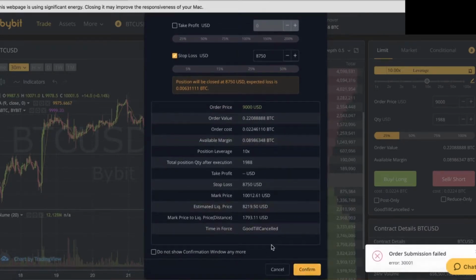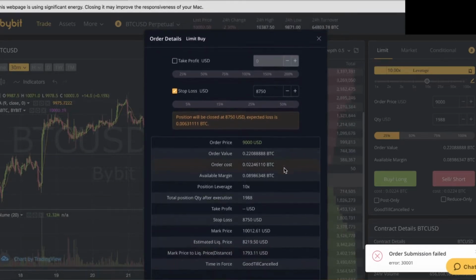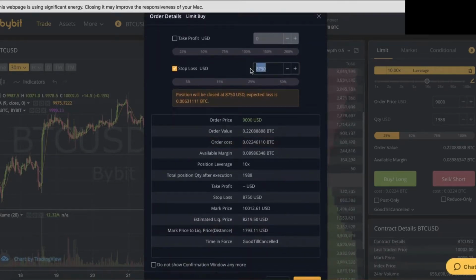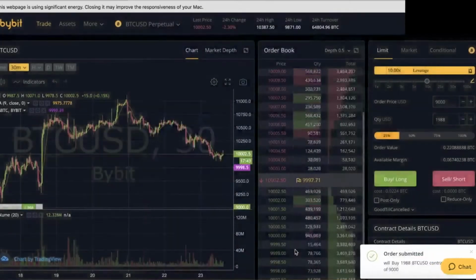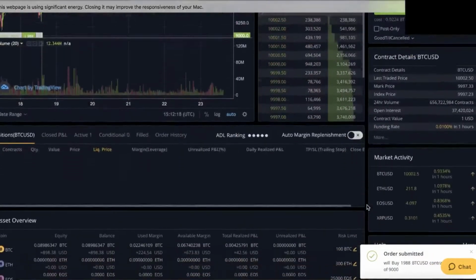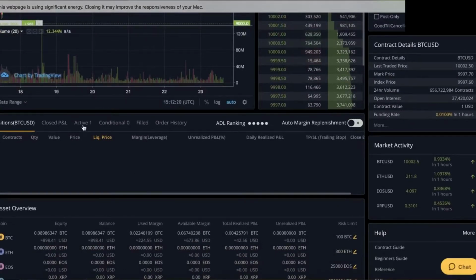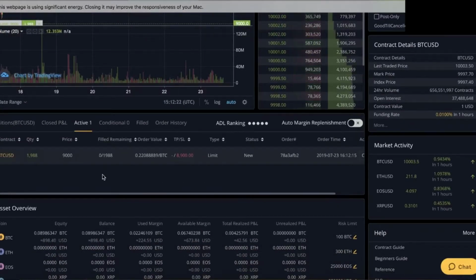I would not recommend... Okay, I'm getting an order submission fail here. I'm not too sure why that's happening. Let's adjust the number to 8,900. And yeah, I don't know why that happened, probably just an error in the system there. And now you can see that I've got my active order here for buying Bitcoin at $9,000.